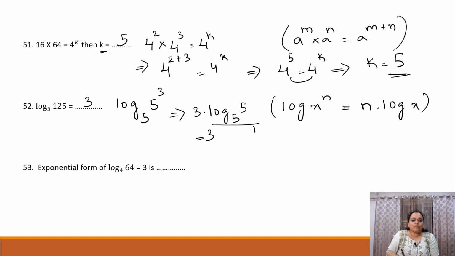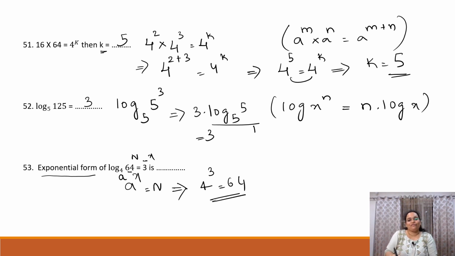So the next is the exponential form of log 64 to the base 4 equals 3. So we need to find the exponential form. They have given the log form. We need to convert into exponential form. We know the formula, that is a power x is equal to n. So what is the n value here? n is 64 and your a is 4, right? And 3 is your x. That is 4 power 3 is equal to 64. This is your exponential form.